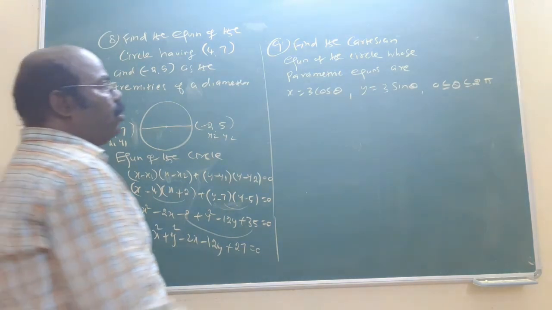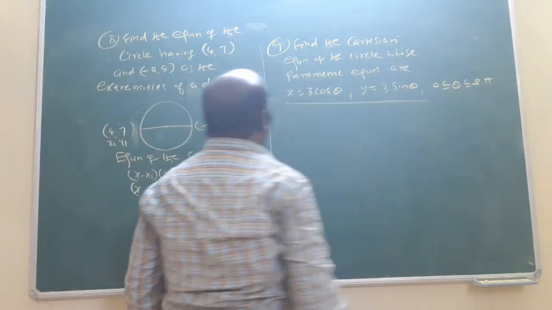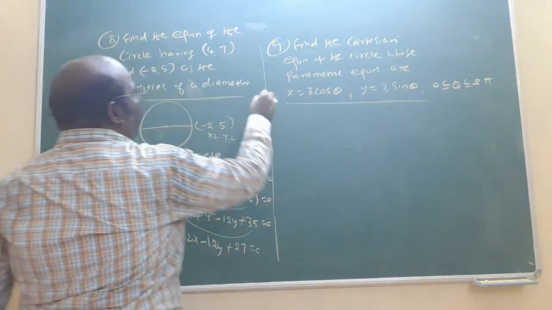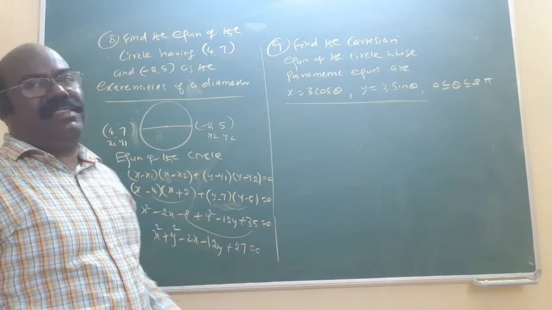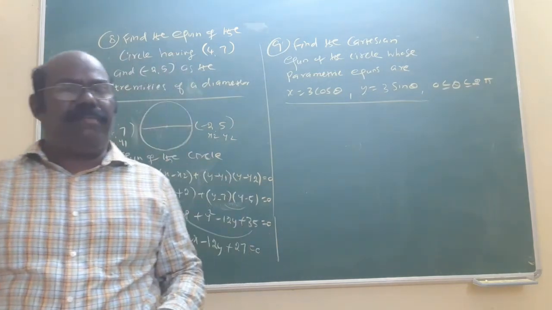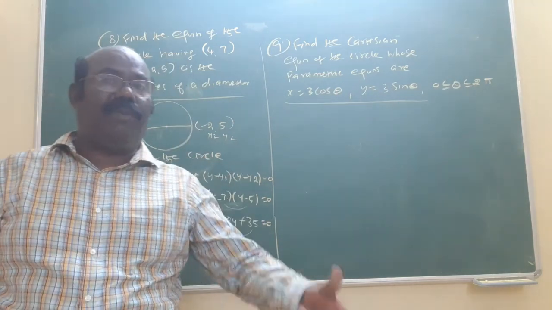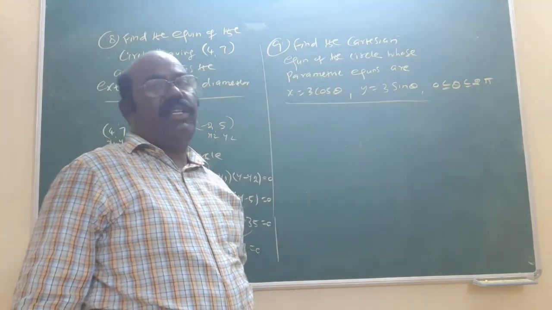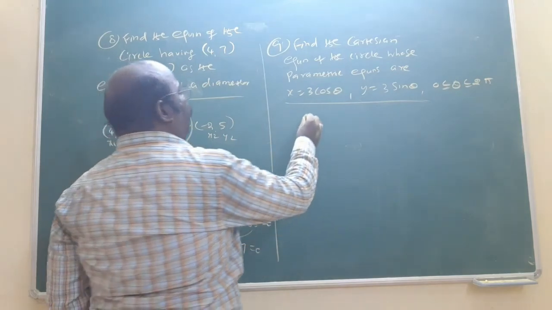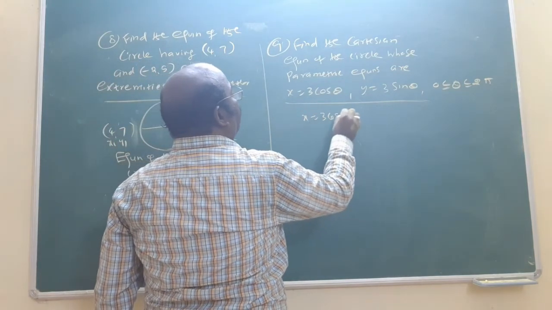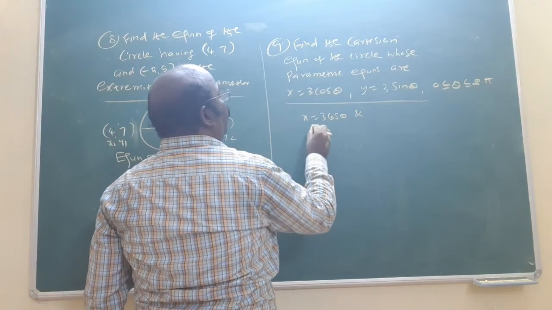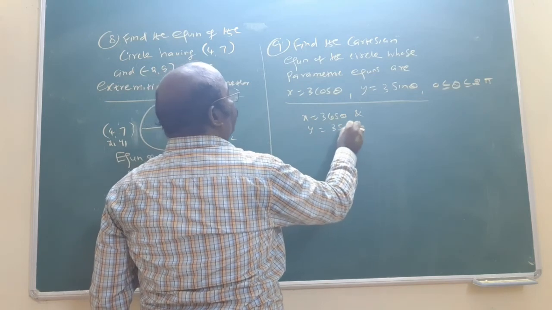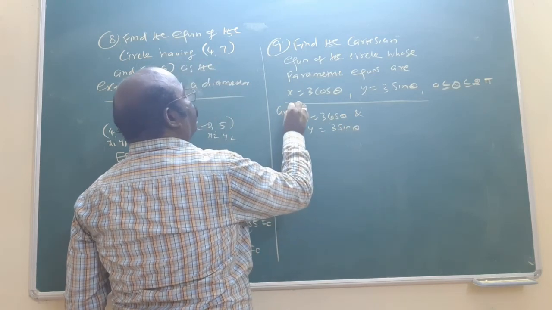Now, this is also a simple question. Here what is being asked? Find the Cartesian equation. Cartesian equation means the equation involving x and y, x square, y square. Here theta is not wanted, that's why you want to eliminate theta. What is given? X equal to 3 cos theta and y equal to 3 sin theta.